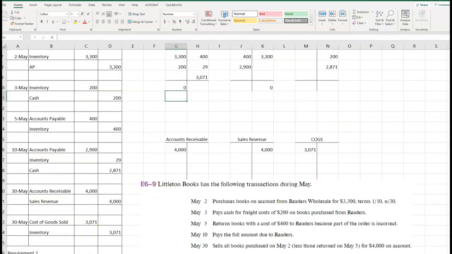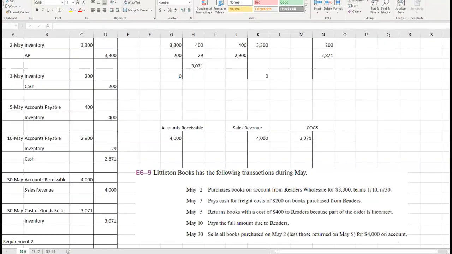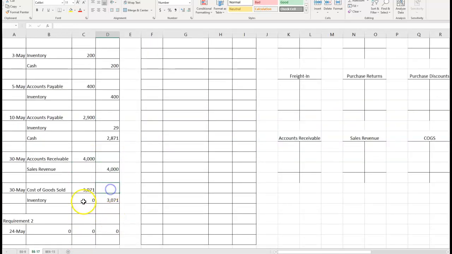So let's go on to the next one, which is E617. And this is the same thing, only we're doing it in a periodic system. And I set this so that it would bring over what we posted here. And it's showing the zeros because I carried it. We don't really need the zeros, and I'll take those out because that's confusing. I set it to enter automatically.